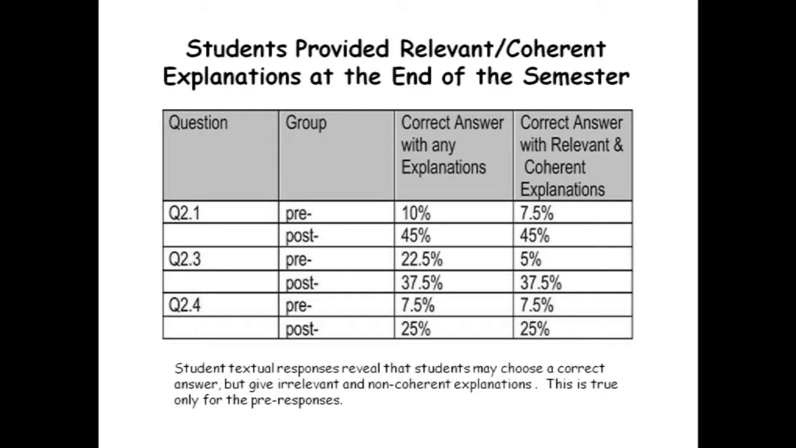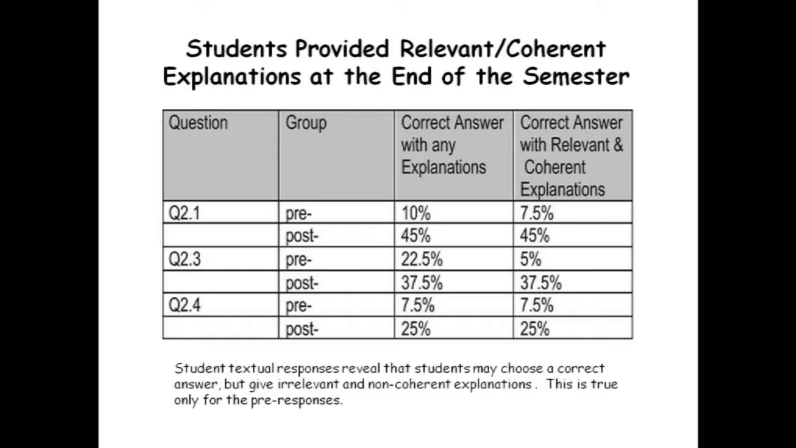So this column is basically correct answer with any explanation, so pre and post, and correct answer with relevant or cohesive explanation. So as you can see, there's a huge difference between pre and post.